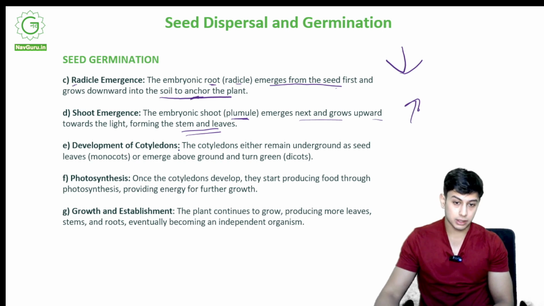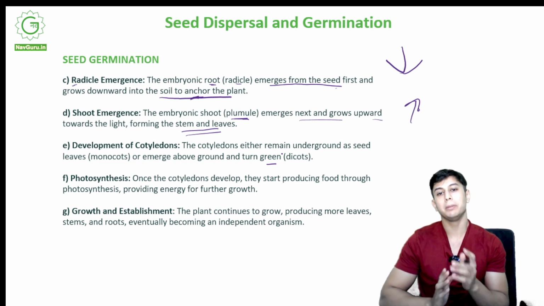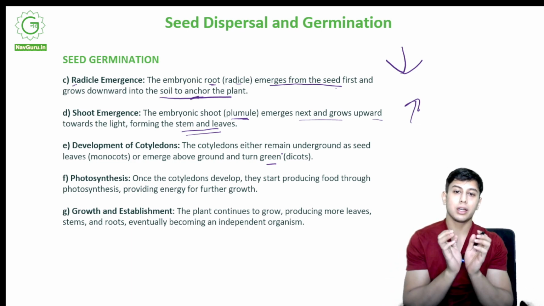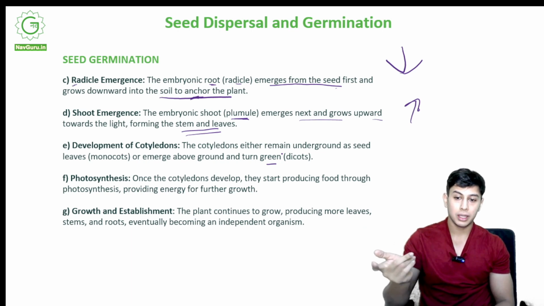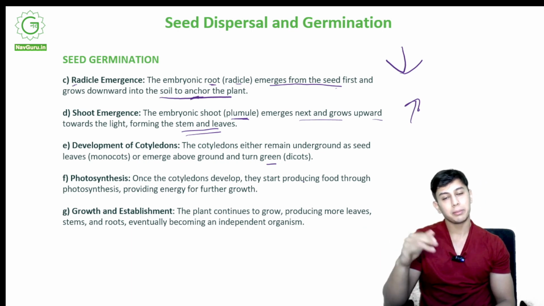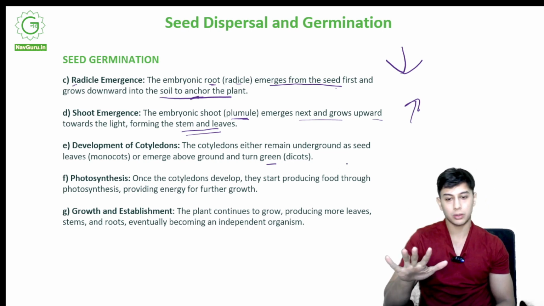Development of cotyledons. The cotyledons either remain underground as seed leaves, in monocots, or emerge above the ground and turn green. So in dicotyledons, in dicots like beans, the cotyledons will also grow with the shoot and become leaves. In monocots, they remain underground. They give the seed food from being underground only.